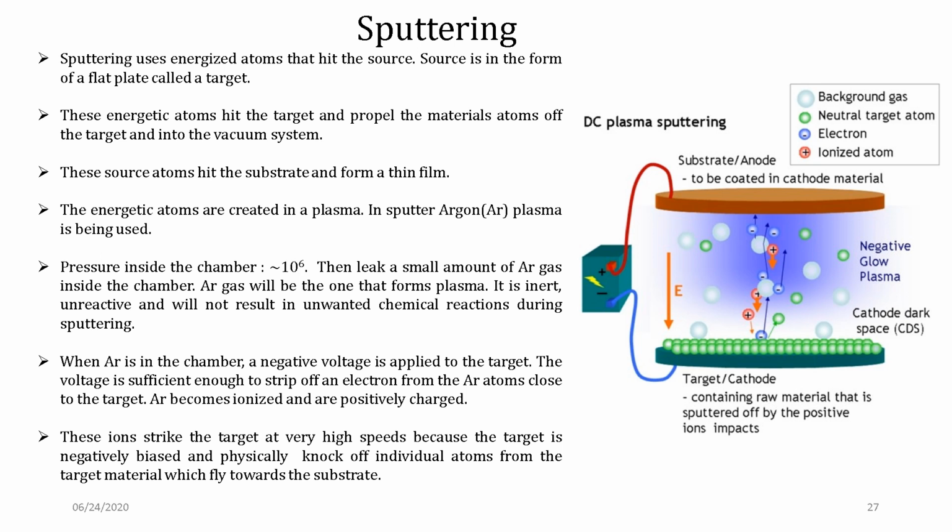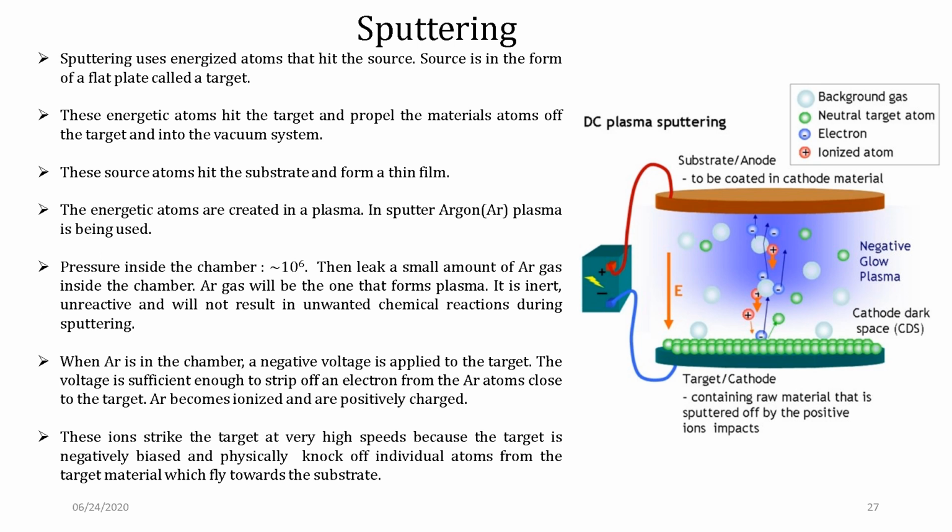What it means is you start with 10 power minus 6 torr pressure. Then a small amount of, say, argon gas is leaked inside the chamber. Once argon gas is leaked in, it forms plasma, which means you have an electrode and you are deliberately creating a plasma of the inert gas. Because it is inert, it will not result in unwanted chemical reactions during this sputtering. When argon is in the chamber, you apply a negative voltage to the target, which is here.